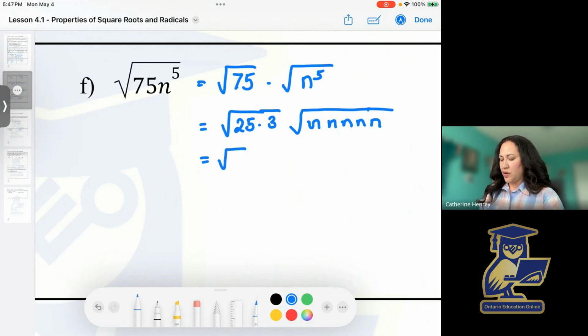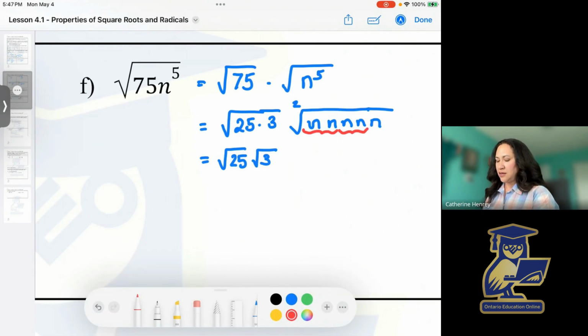So I have the square root of 25 times the square root of 3. And remember, we were talking about the index being 2 when we have square root. And so we're going to take out an n for every pair. And in this case, we happen to have 2 pairs of n's. So we're going to pull out 1 n for each of those pairs. So simplifying, square root of 25 is 5. And I have the root of 3. And then I have an n for 1 pair and another n. And then I have the square root of 1 n that's left over.